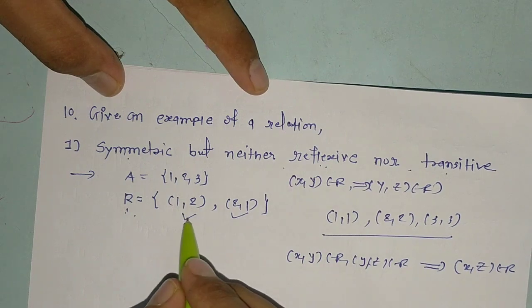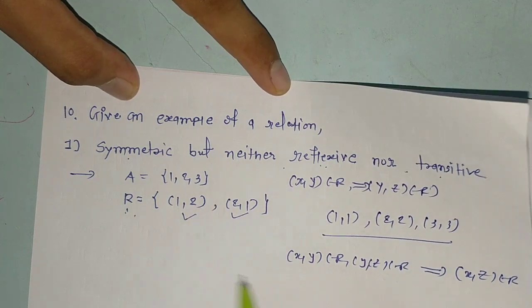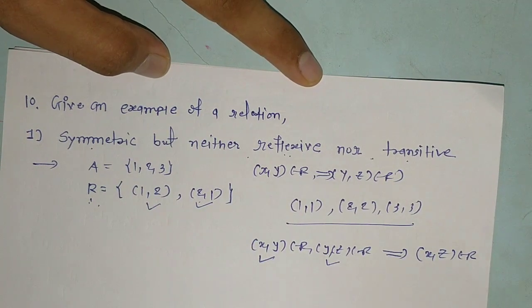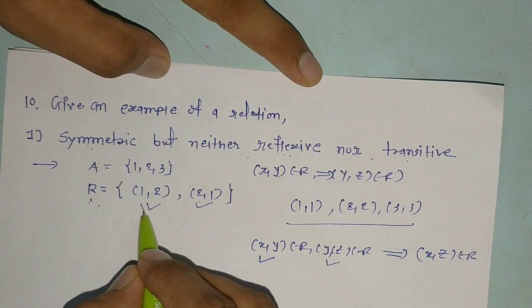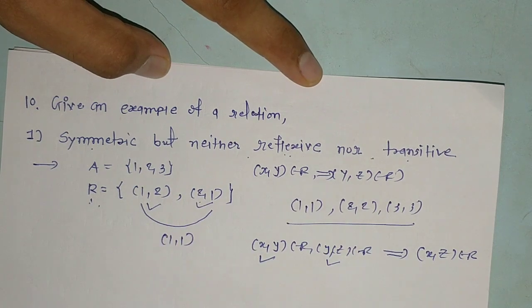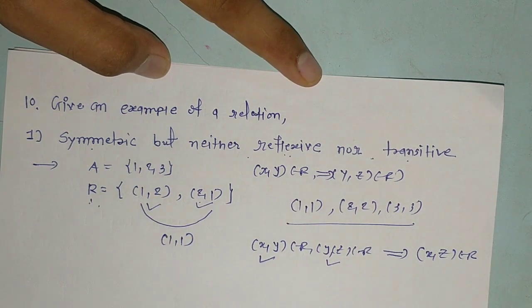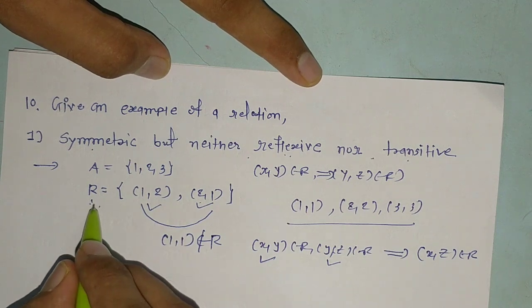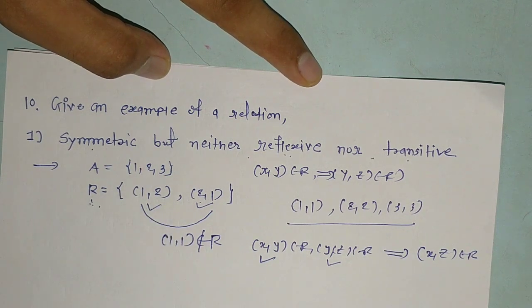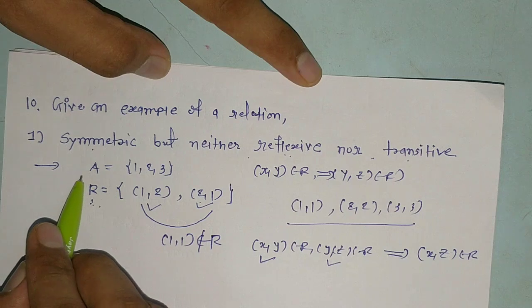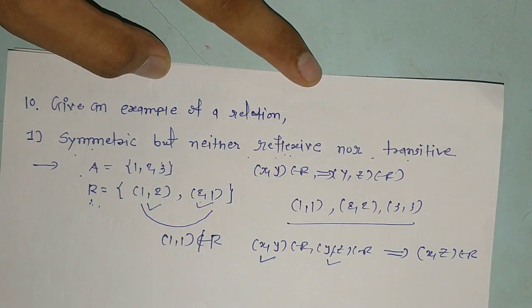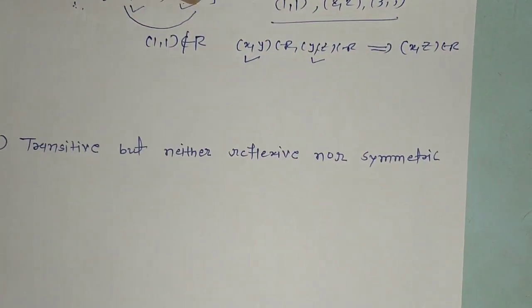Now see, (1, 2) is there, so I have one pair, and (2, 1) is there, so I have another pair. So (1, 1) must be in the relation, and only then can I say that the relation is transitive. But (1, 1) is not in the relation, that's why this relation R is not transitive. So this relation on this set is symmetric but neither reflexive nor transitive. Okay, let's approach the next question.